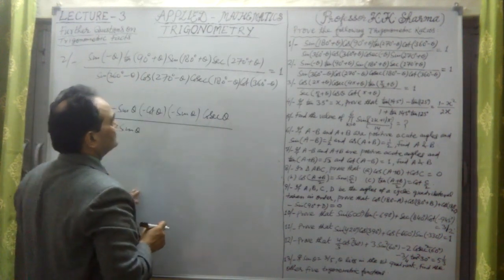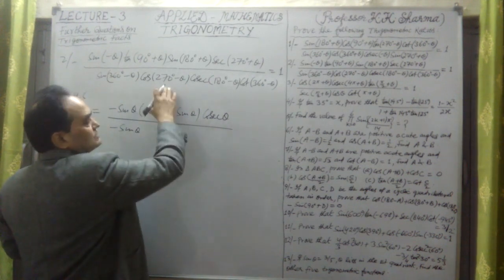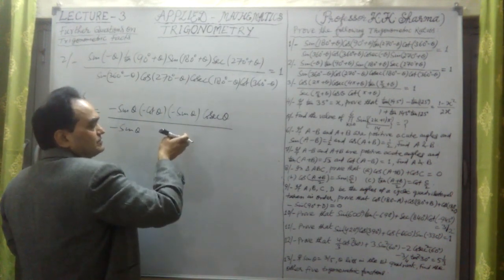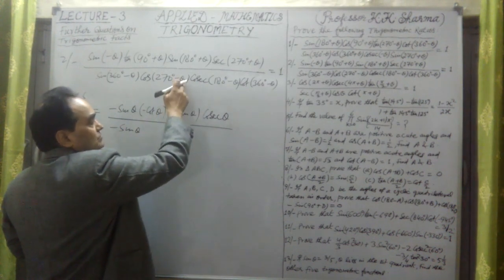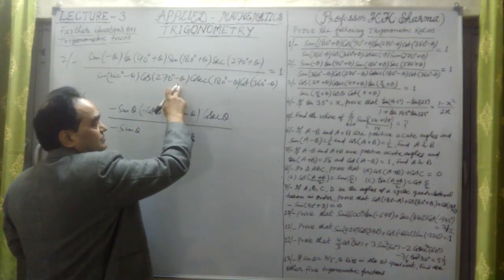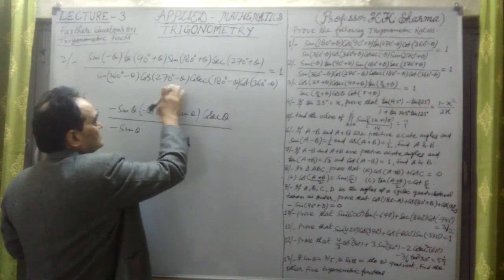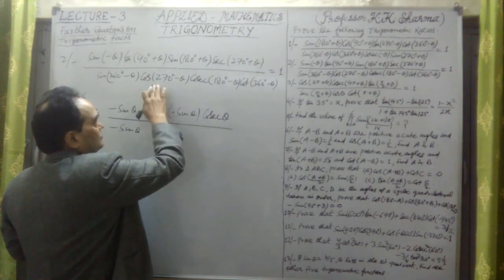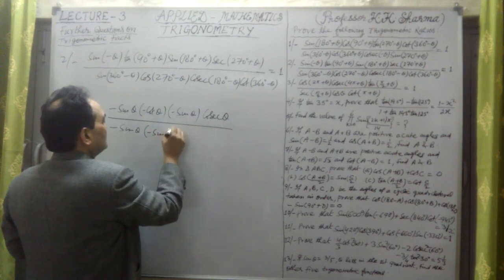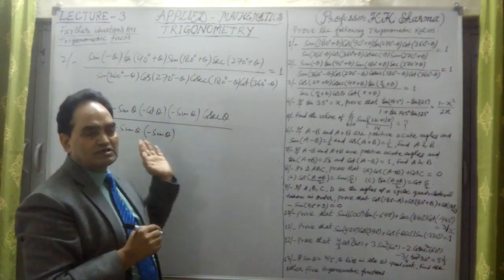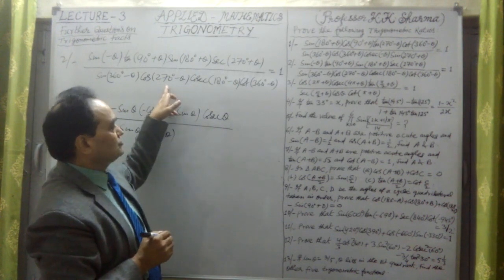Now cos 270 degree minus theta. 270 degree minus theta is subtracted from 270 degree, so it will lie in the third quadrant. In the third quadrant cos is negative. It will be cos becomes sine, so it is minus sine theta. Try to understand: cos becomes sine, because 270 degree is a multiple of 90 degree.